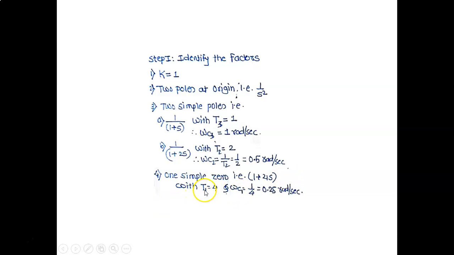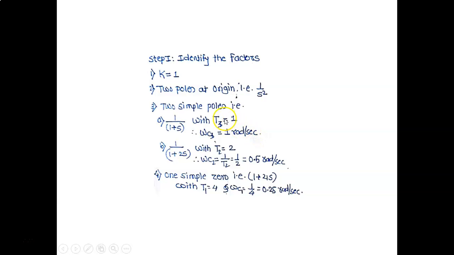Now we know that T1 is equal to 4 here. Therefore, omega c1 is equal to 1 by 4, which is equal to 0.25. That's why we have taken T1 equal to 4, because omega c1 is equal to 0.25. Similarly, in 1 divided by (1 plus 2s), T2 is equal to 2. Therefore, omega c2 is equal to 1 divided by T2, which is 1 by 2, equal to 0.5 radian per second. And T3 is equal to 1, therefore omega c3 is equal to 1 radian per second.